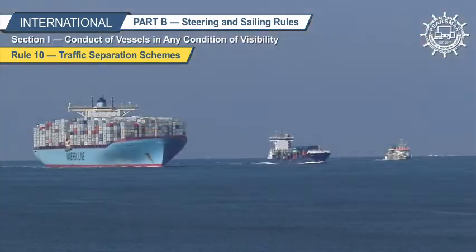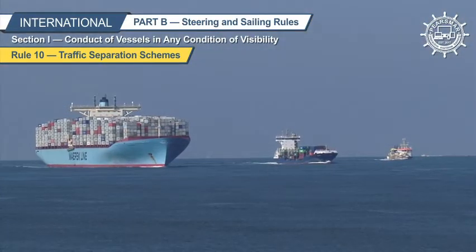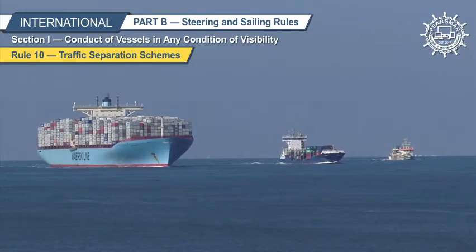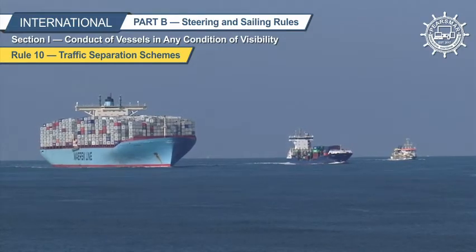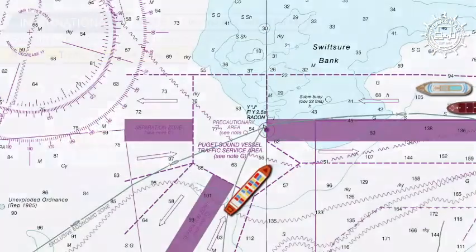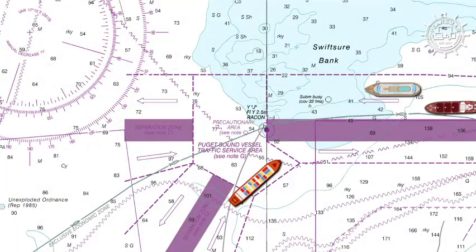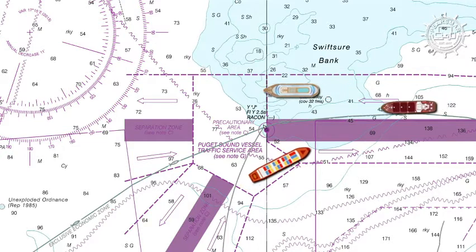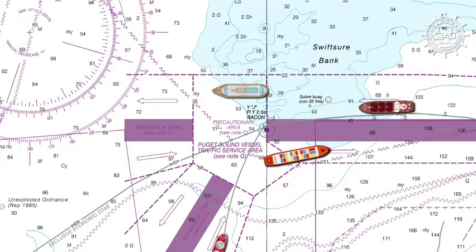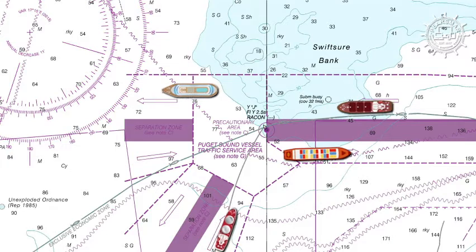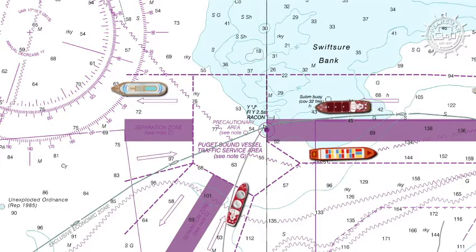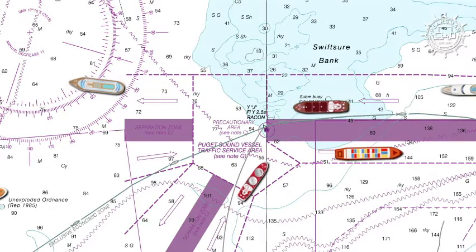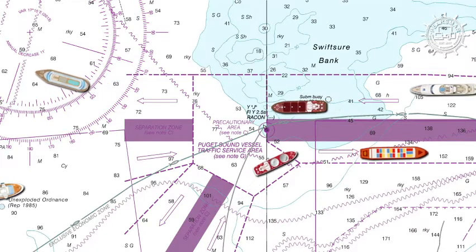A vessel using a traffic separation scheme shall proceed in the appropriate traffic lane in the general direction of traffic flow for that lane. So far as practicable, keep clear of a traffic separation line or separation zone. Normally join or leave a traffic lane at the termination of the lane, but when joining or leaving from either side, shall do so at as small an angle to the general direction of traffic flow as practicable.